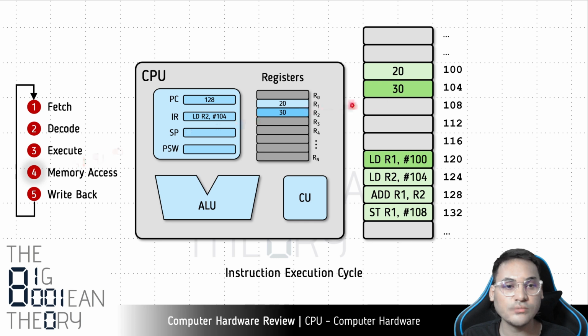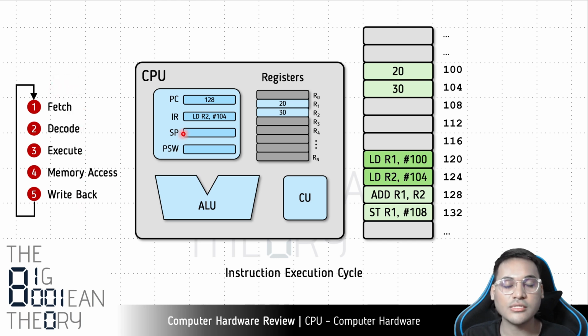Here as you can see, the data that was present in memory location 104, that is 30, has been moved to register R2, right? So this memory access has been done. And finally, no write back is required because it's a data movement operation and we did not produce any new result. So this write back step will be skipped. And now as you can see, the second instruction has also been executed by following this cycle.